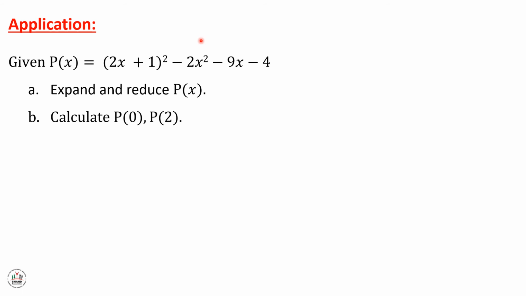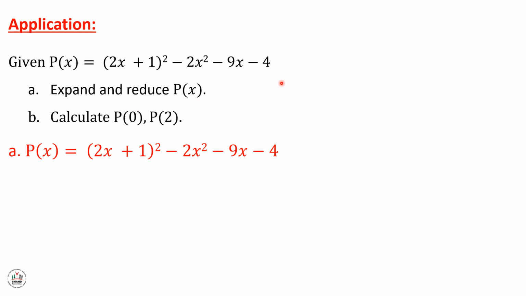Now let's summarize the first part of this lesson by solving this application. Given p of x equal to (2x plus 1) quantity squared, minus (2x squared minus 9x minus 4). Let's start by part A. We want to expand and reduce p of x. So in order to expand p of x, we should first apply the first remarkable identity, which is square of a sum on (2x plus 1) quantity squared.